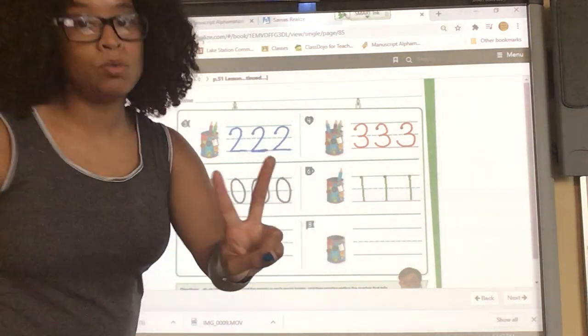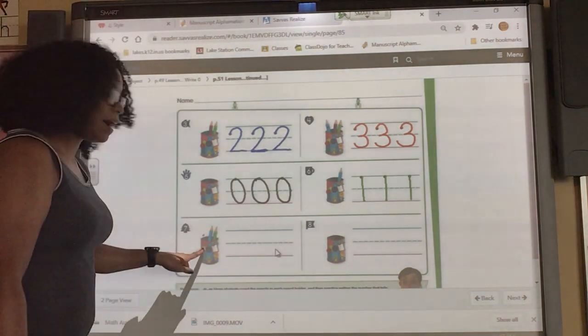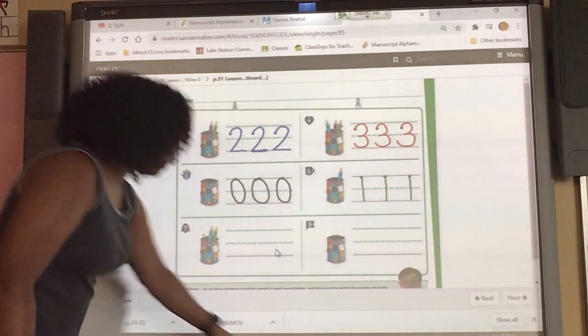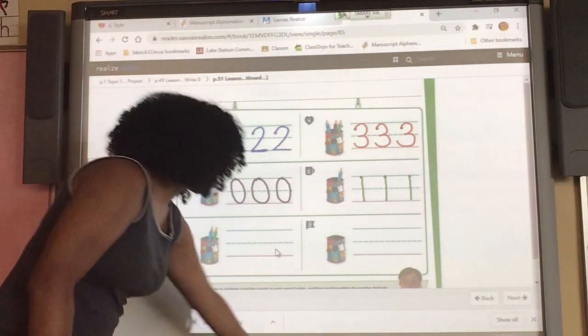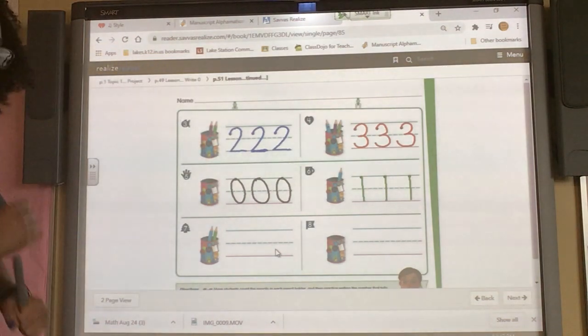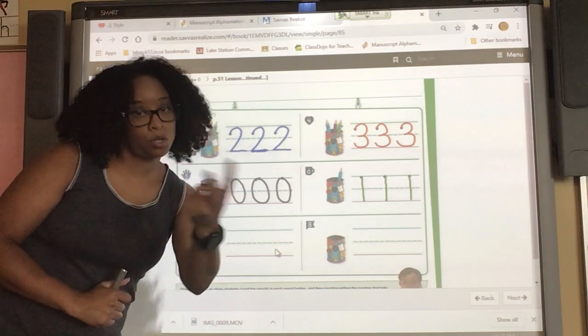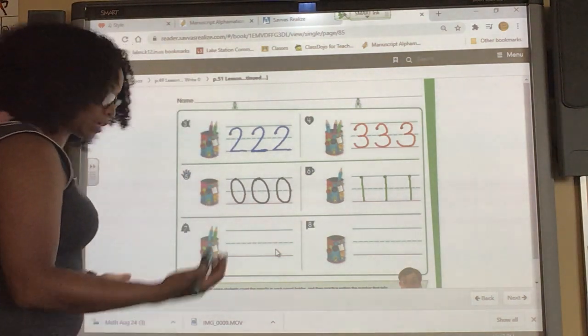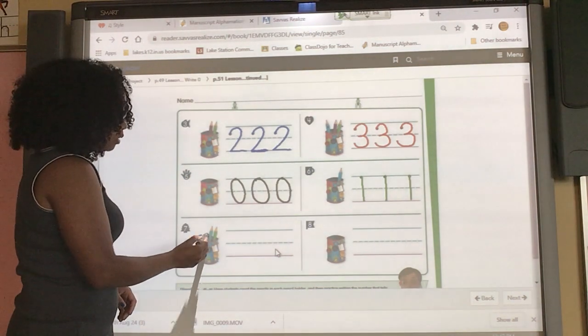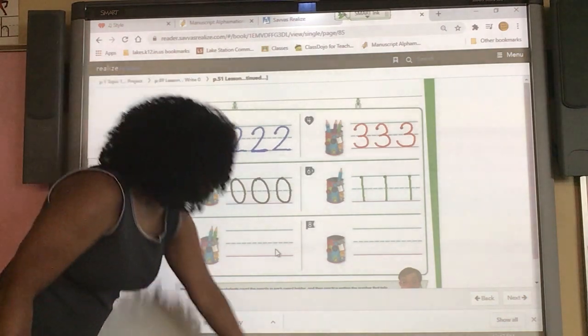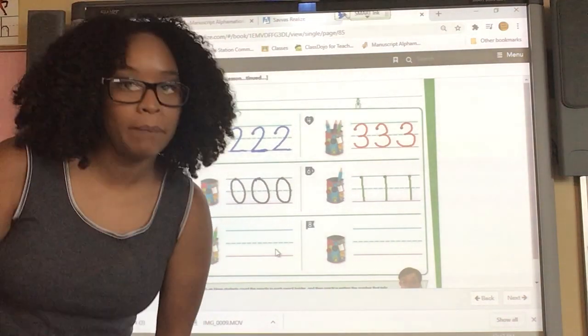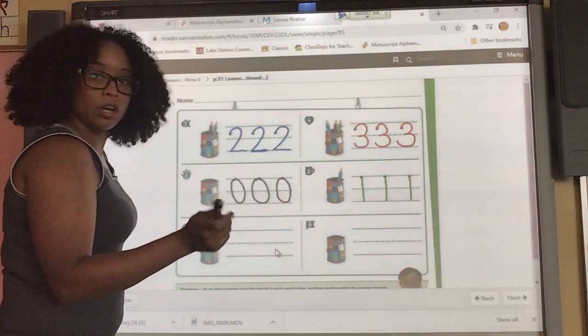All right, we have 2 more to do. How many pencils do you see in this cup? Can you see those pencils? Go ahead and count them. How many pencils did you see? 2? Well, help me count them so I can make sure that's right. 1, 2. You were right. So we need to write our number 2s in your journal.